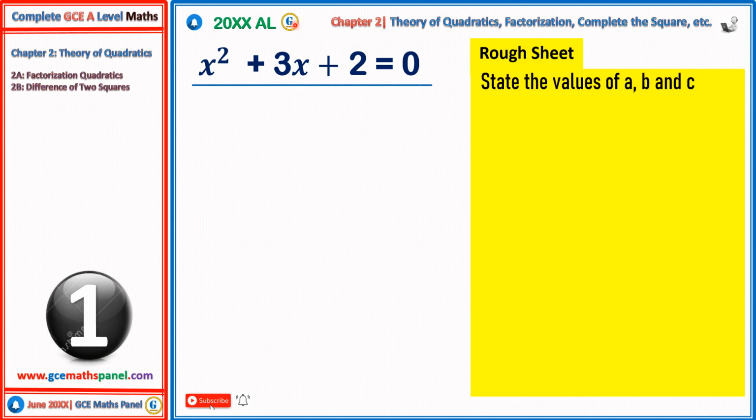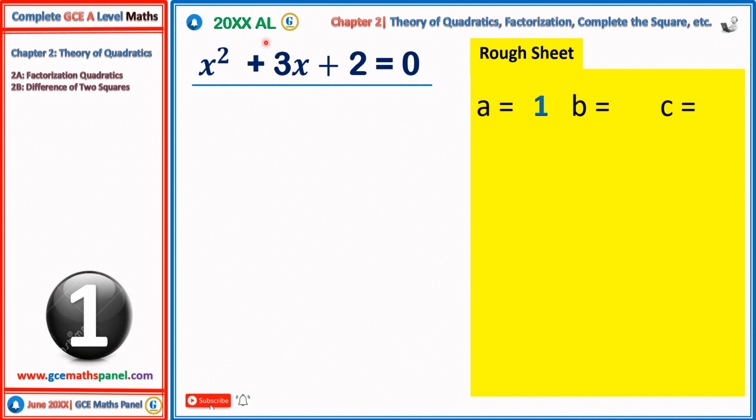So we start by stating the values of a, b, and c for this quadratic equation. The value of a is the coefficient of x squared, or it answers the question, how many x squared? So a here is equal to 1 because we have just one x squared. And the value of b is the coefficient of x, or it answers the question, how many x? So we have plus 3. The sign is very important. Since it's just positive, I can just write the 3. And we copy out the constant term here, which is plus 2, or just 2.